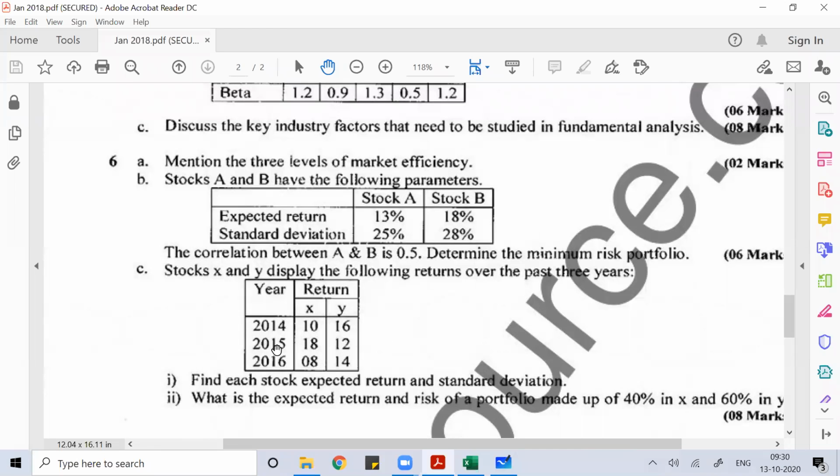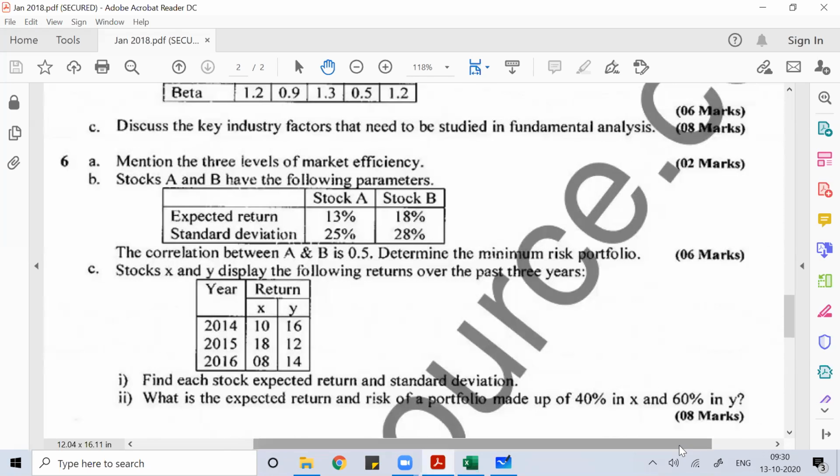Now we'll do part C of this question. You have stock X and stock Y. Their returns from the last 3 years are given to you. Find each stock's expected return and standard deviation, and then we'll do the next part: what is the expected return and risk on the portfolio made of 40% in X and 60% in Y? Okay, so let's do this problem.